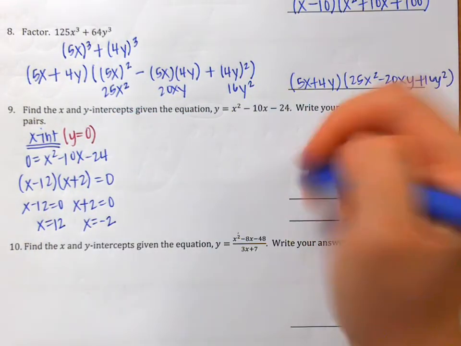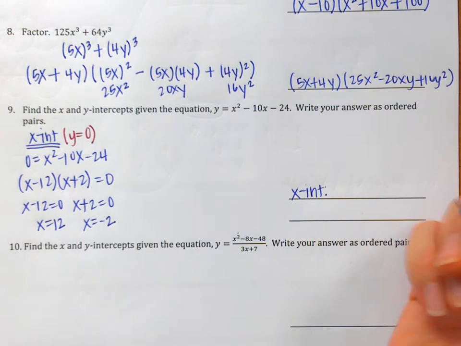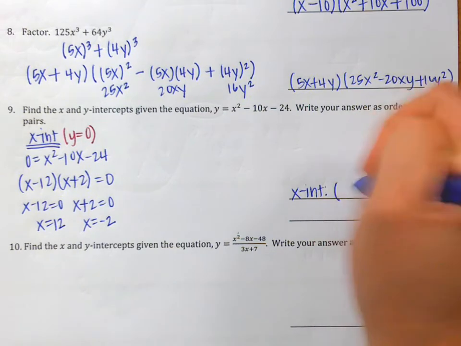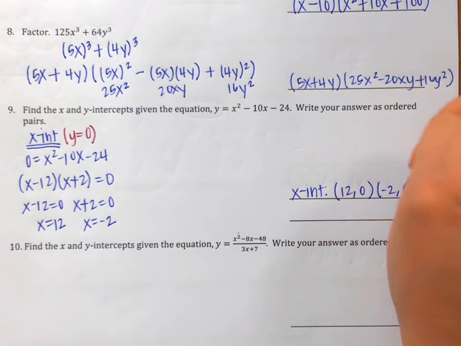So to write that in ordered pairs, remember, we plugged in 0 for y. So we already have our y value. This is 12, 0, and then negative 2, 0.